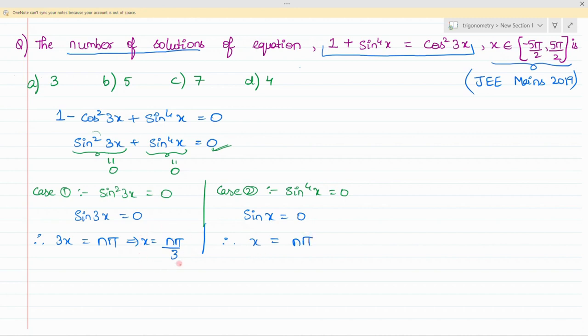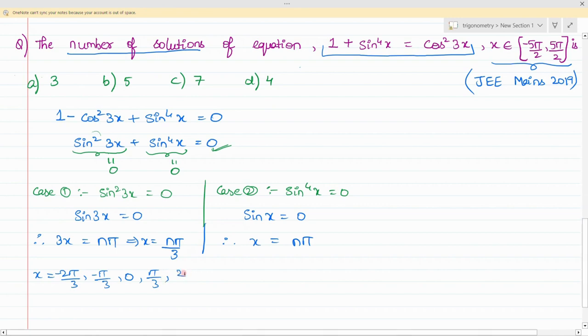So from here, let's find the solutions of this. If n equal to minus 2, it becomes minus 2 pi by 3. If n is minus 1, minus pi by 3. If n is 0, it is 0. If n is 1, pi by 3. If n is 2, 2 pi by 3. If n is 3, it becomes 3 pi by 3, which is nothing but pi.